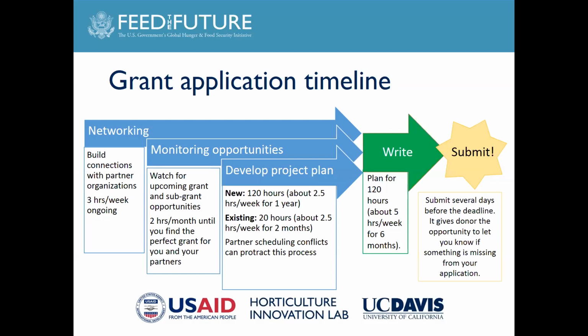You can think about it as 2.5 hours a week for a year, and that's 120 hours. Partners all have scheduling conflicts, so it could get even longer than that. It's amazing how long it can take to get everybody organized. So all that needs to happen before you even start writing your grant application. You can plan to spend, again, about 120 hours on writing. You could think of this as 5 hours a week for 6 months.